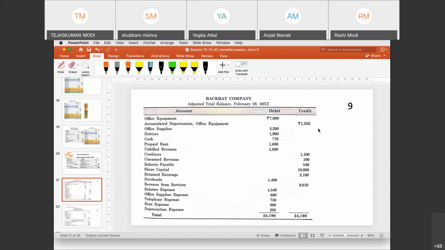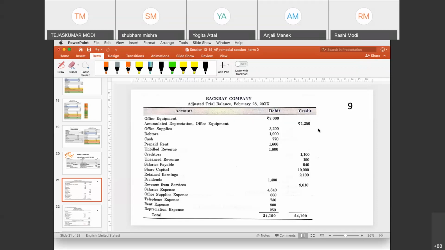Great. So then we have unearned revenue. Unearned revenue is a liability because you have not provided the services yet. You haven't earned the revenue, but you have received cash. So that is a liability, of course. Salaries payable is a liability, not an expense. This is not a salary expense account. This is another account. Salaries payable, a credit account, right? Share capital is equity, of course. Retained earnings is equity. Dividends are negative equity.